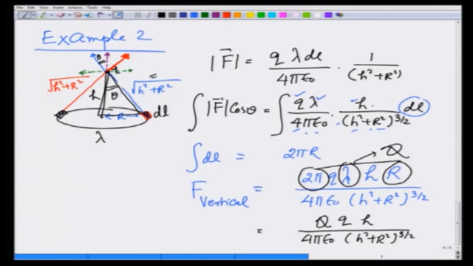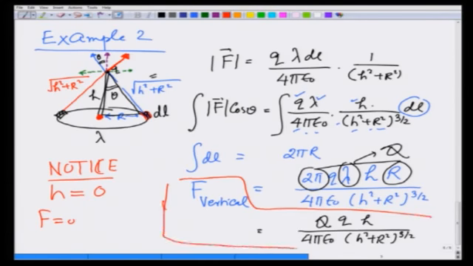Notice, I am writing it on the left of the screen, that as h tends to 0, or it becomes 0, force is 0, which makes sense because the charge is right here. All the forces from all around are pushing the charge by equal amount. So, this is the answer.